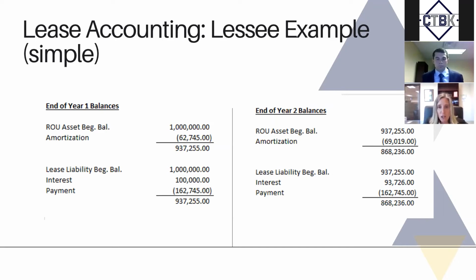And then end of year 2, as we'd mentioned on the previous slide, my amortization is slightly different on my right of use asset. So I'm taking that 937, reducing it by the amortization, and I get to 868,236. And my lease liability, adding the interest, reducing my payment. And again, because of this very simple example, my right of use asset and my lease liability will match at the end of both years.